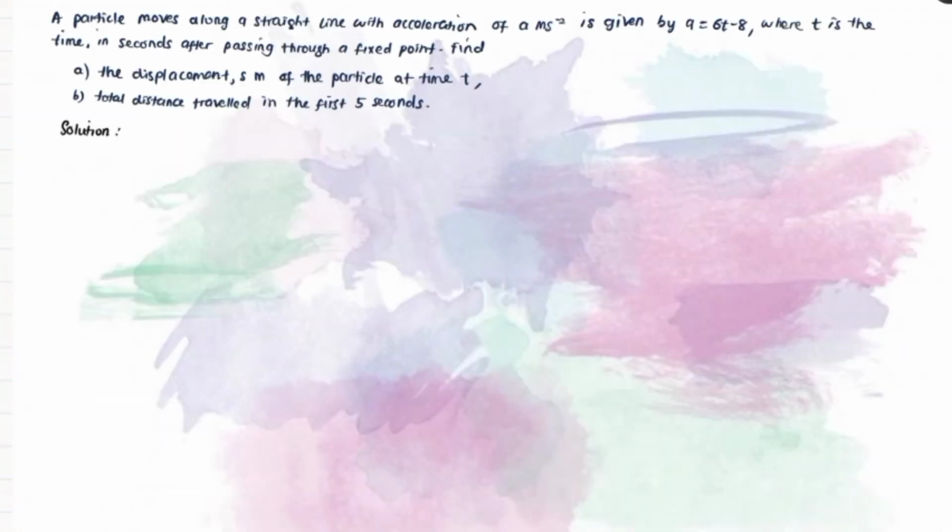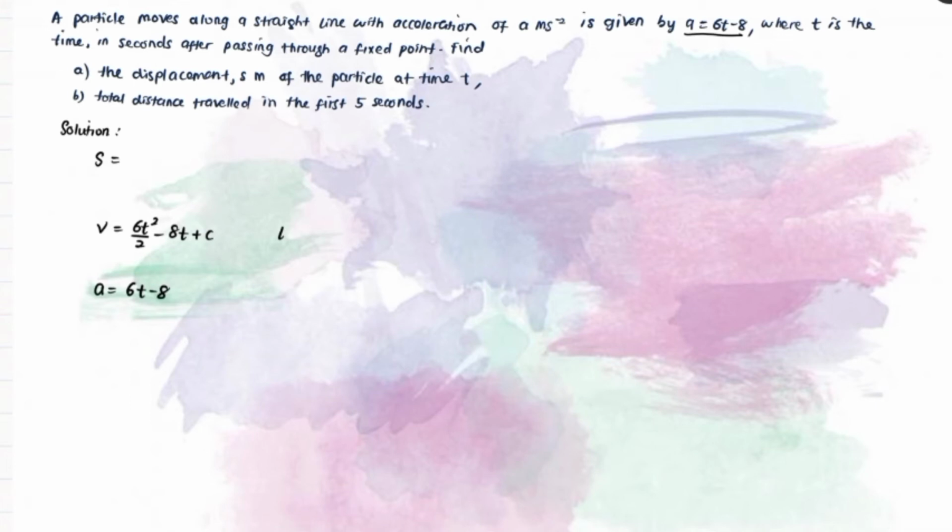For the second question, a particle moves along a straight line with acceleration a given by a is equal to 6t minus 8, where t is time in seconds after passing through a fixed point. Find the displacement of the particle at time t. So, like usual, we find the SVA function. A is given 6t minus 8. So we integrate it to find the velocity function. 6t squared over 2 minus 8t plus c.